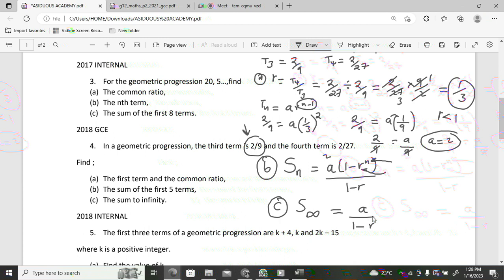And then the sum to infinity, also you know the formula. Sum to infinity is equal to a divided by 1 minus r. You know a, that is what? A is 2. You know r, that is 1 over 3. Substitute, then you'd have found the answer.